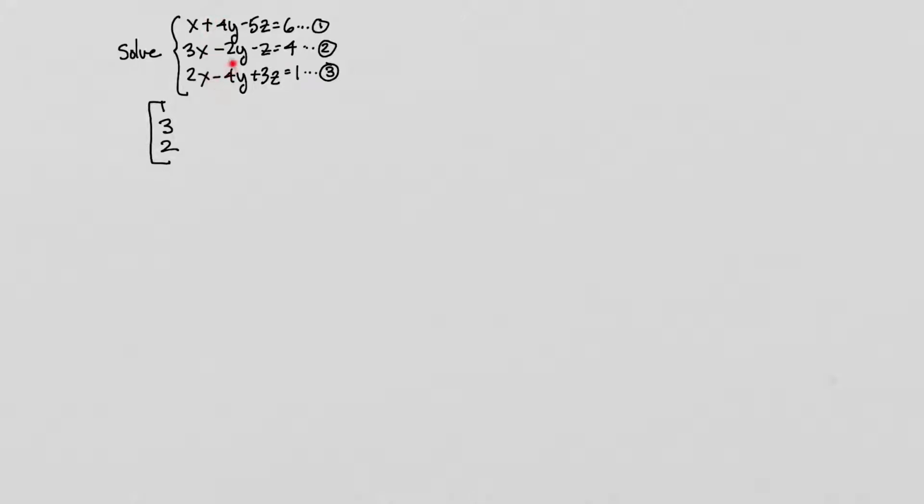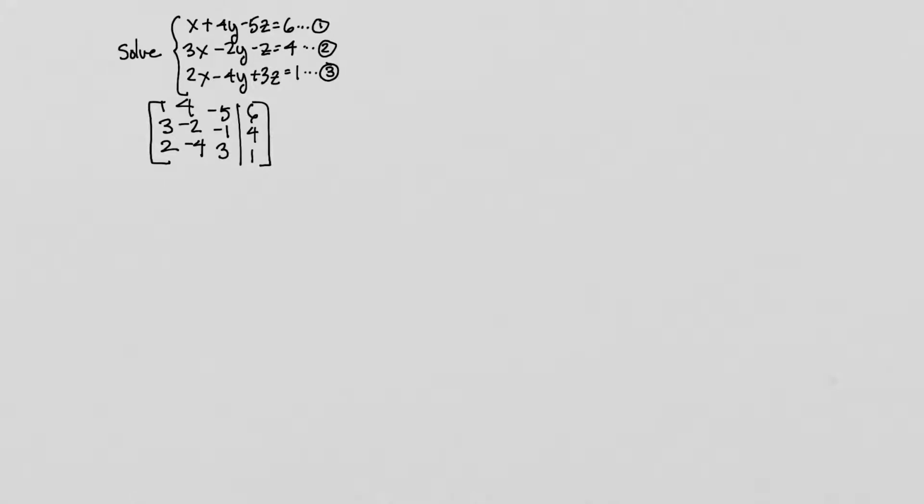Down this second column, we'll put these coefficients. So we'll put 4, -2, -4. And down the third column, we'll put these coefficients. We'll put -5, -1, 3. Our equal sign, we'll put our vertical line. And then down the fourth column, we'll put those constants, 6, 4, and 1. So this is our augmented matrix.